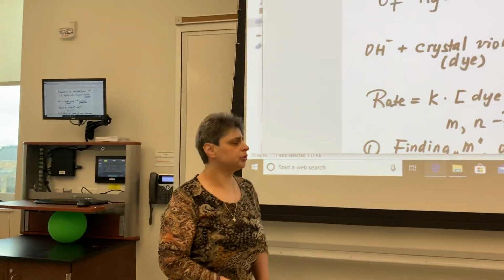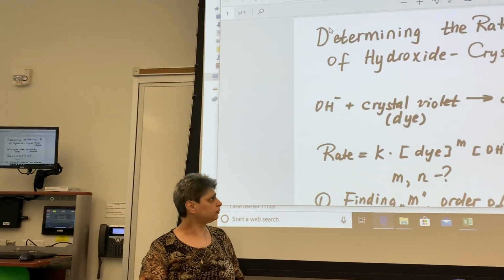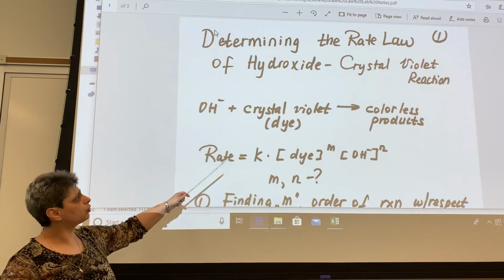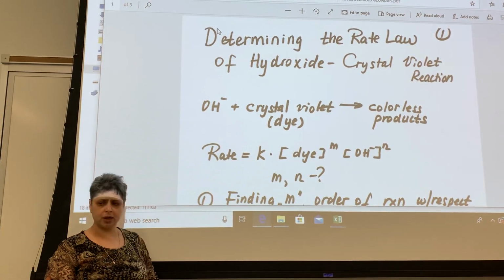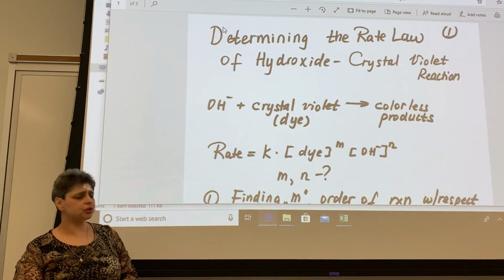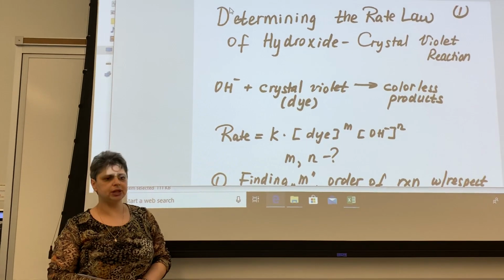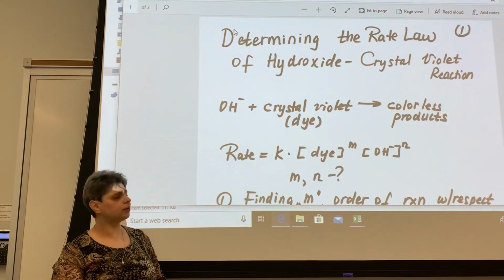So the reaction is going to involve crystal violet and sodium hydroxide. The reaction is called bleaching because as time progresses, the dye's concentration is going to decrease, producing colorless products. So you're going to see a gradual fade of the color.